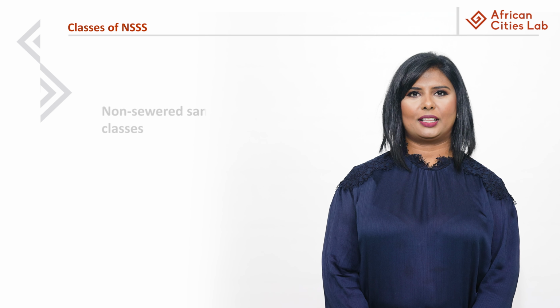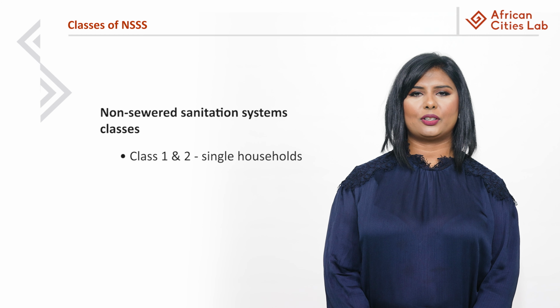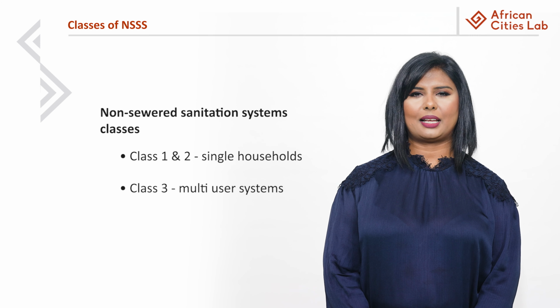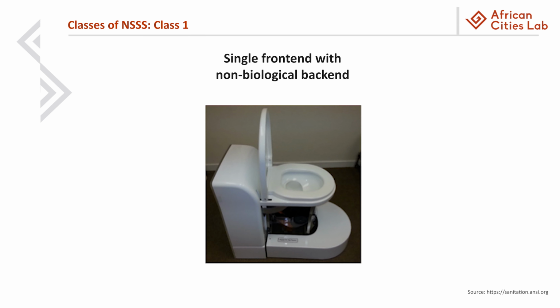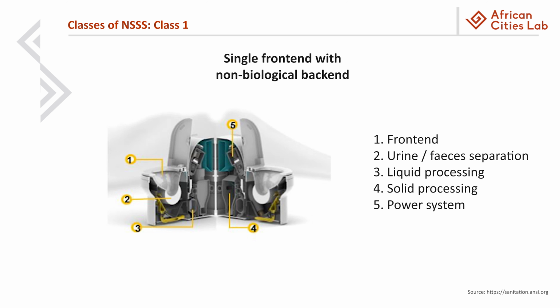We will now move on to the classification of non-sewage sanitation systems. Ideally, a Class 1 and Class 2 system are for single households, while Class 3 systems are multi-user systems, ideally for school sanitation as well as community settings. This is a Class 1 system in a dry combustion technology, where the front end is a waterless toilet with a swiping flush mechanism. In the back end, solids are extracted by a specifically designed screw, then dried and combusted, while liquids are preheated and purified with a hydrophobic membrane.